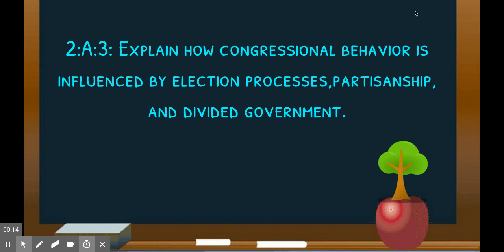We're looking at 2A3 for today, so I'm not sure how long or short this will be. We'll look at actually some of this in class, but explain how congressional behavior is influenced by electoral processes, partisanship, and divided government.